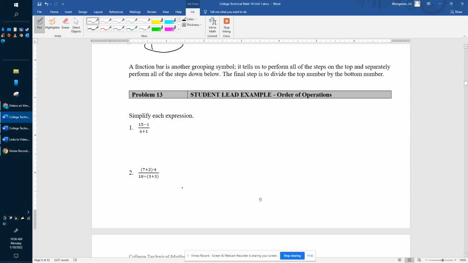As you can see in these student-led examples, I just want to give you a heads up before you start working on them. A fraction bar is essentially another grouping symbol. So anytime that you see a fraction, you have to do everything in the top first and then everything in the bottom. So there, you can imagine invisible parentheses around them, and that's how you're going to evaluate those. So give that a try, see how you do.